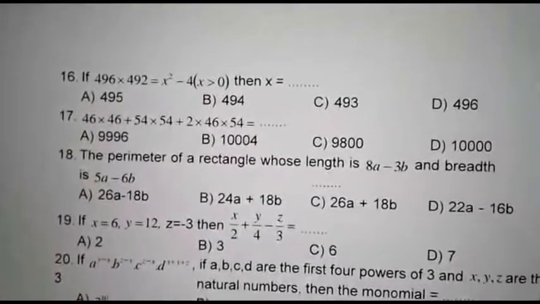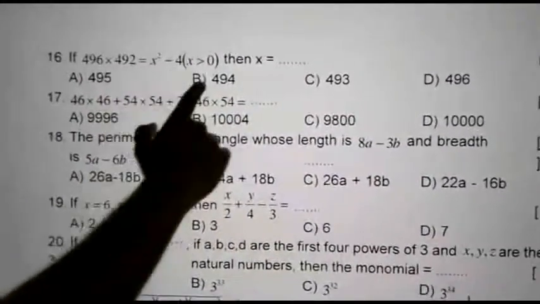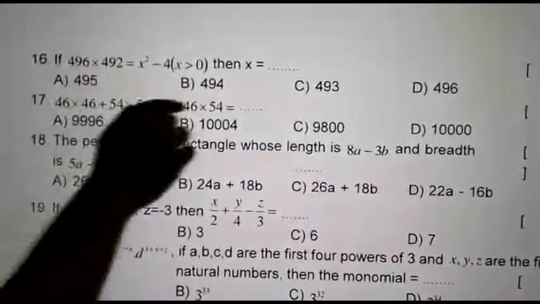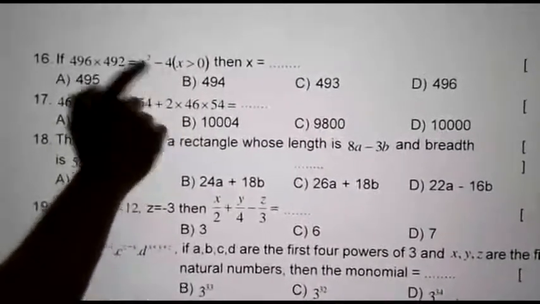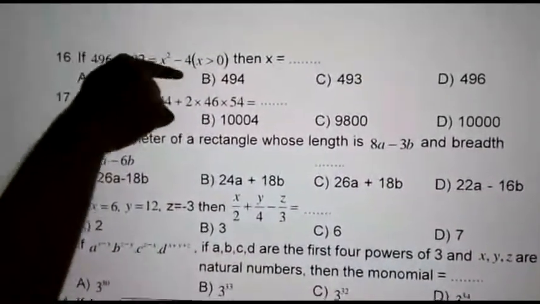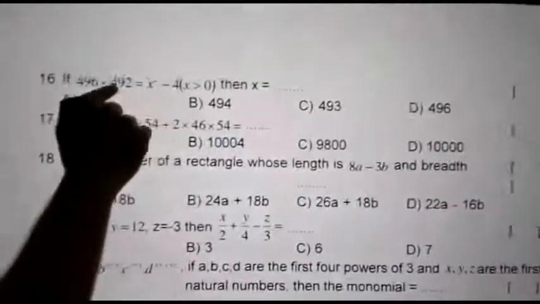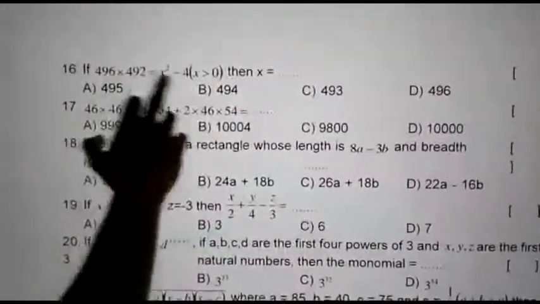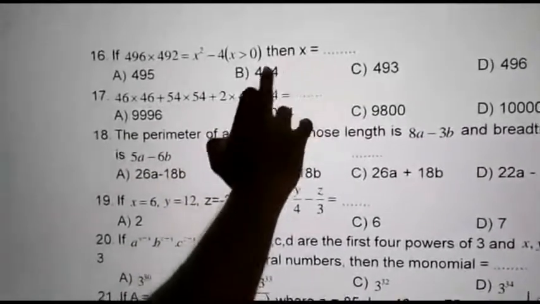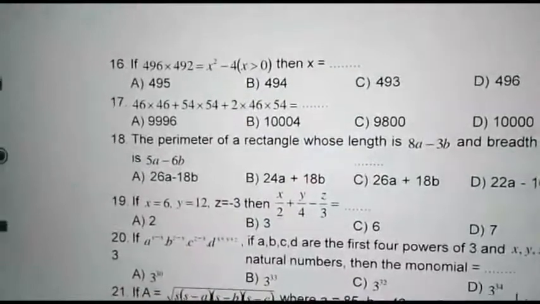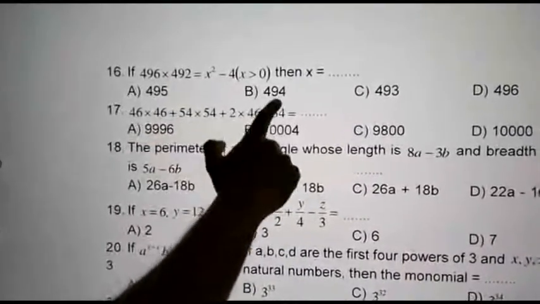That means if you add 2 to the given number, it should be 496. If you subtract 2 from that number, it should be 492. Let us check. There is one number, 494. 494 plus 2 is 496. 494 minus 2 is 492. Directly, option 494.